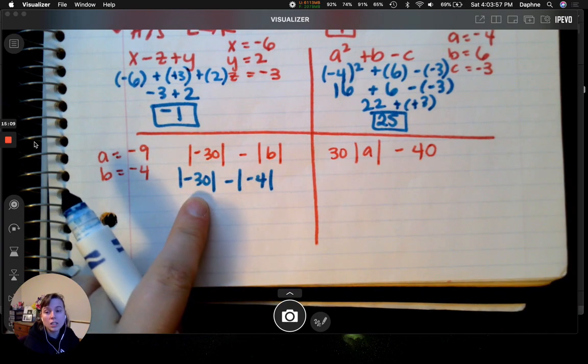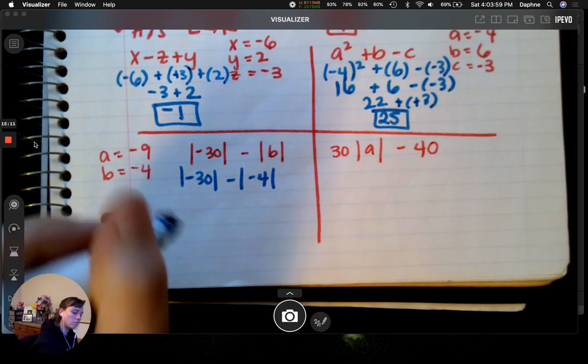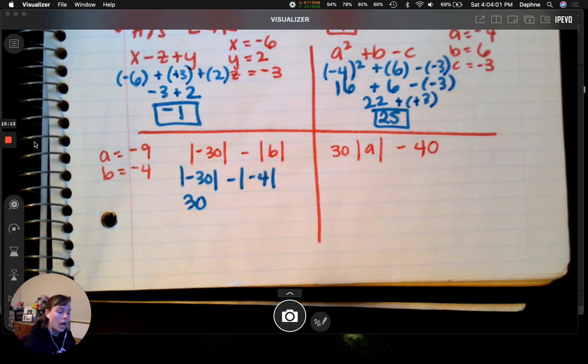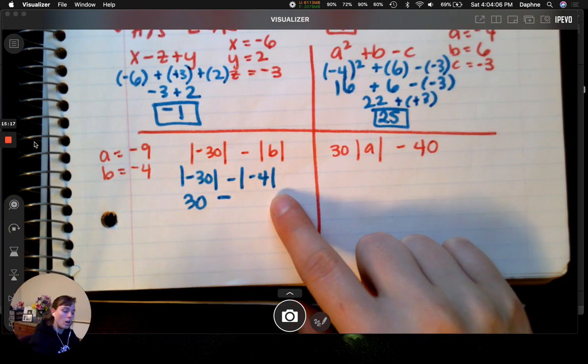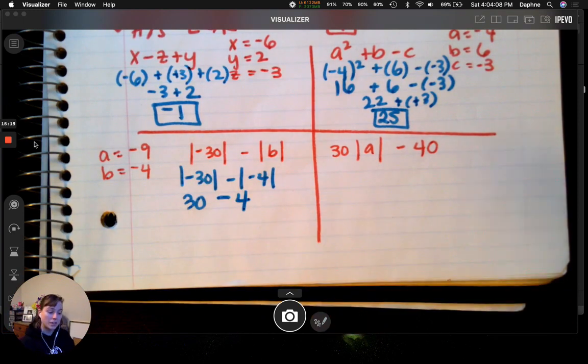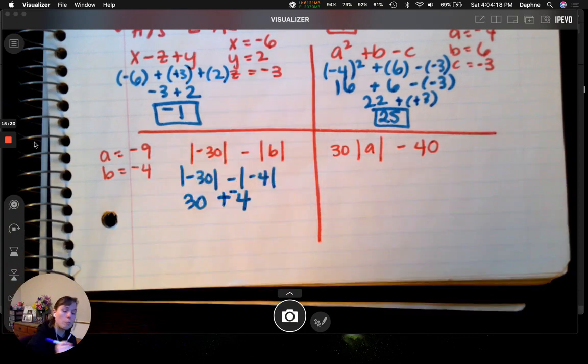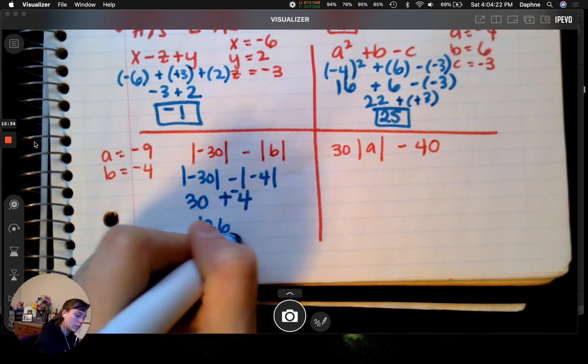How far from 0 is negative 30? 30. How far from 0 is negative 4? Positive 4. Now I don't see any exponents, I don't see any multiplication or division, but I do see some addition and subtraction. Again, from left to right, what is 30 minus 4? Keep, change, opposite, plus a negative 4. You should end up with 26.